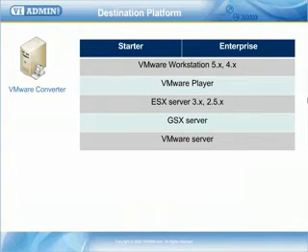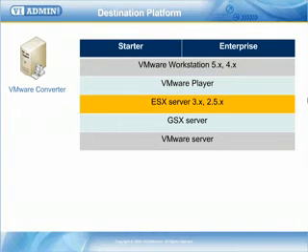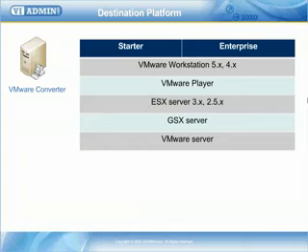Okay, now let's take a look at what we can output to. We can output to VMware Workstation 5.x and 4.x, VMware Player, ESX Server 3.x, 2.5.x, GSX Server, and VMware Server. So we can take any server that was on the previous platforms that we looked at, and we can turn it into any of these files.